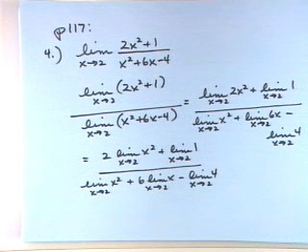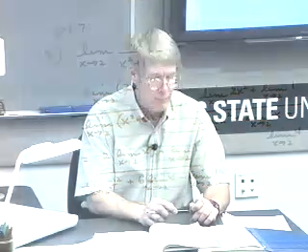Somebody had your hand up. Oh, yes. So if it's a number over 0, does that always mean that there's no limit? That's right. But if it's 0 over 0, it means you can do something with it. Right. That 0 over 0 is never an answer. It tells us that we've got to do something else. But something over 0 means that the limit does not exist.